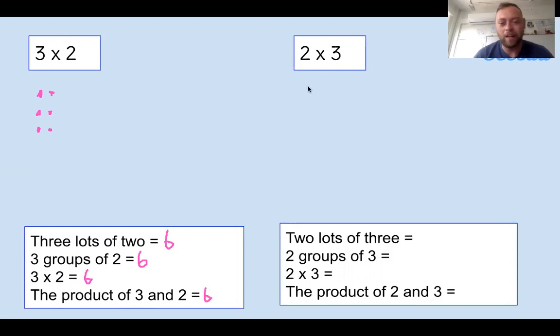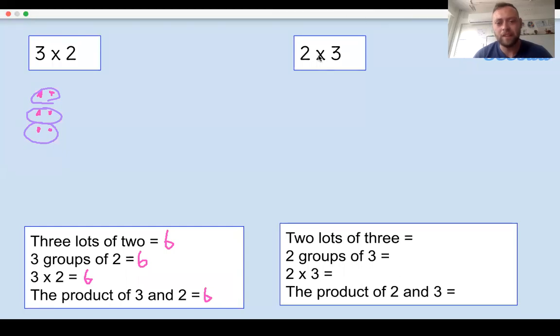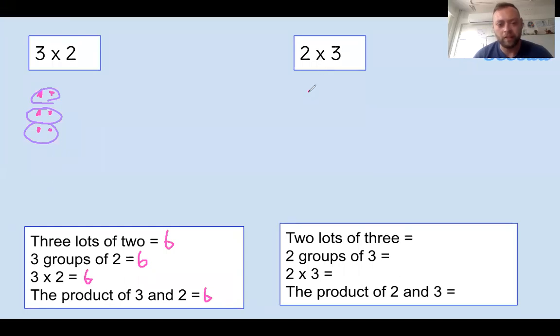So let me just show you why this one is 3 groups of 2. Because if I highlight 3 groups of 2, you'll see what's different with this one. Are you ready? This one we're going to do 2 groups of 3. 1 group, 2 groups, and there's 3 in each group. So what do you notice about the answer? What do you notice about the product? The product's the same, but this time my groups are slightly different.